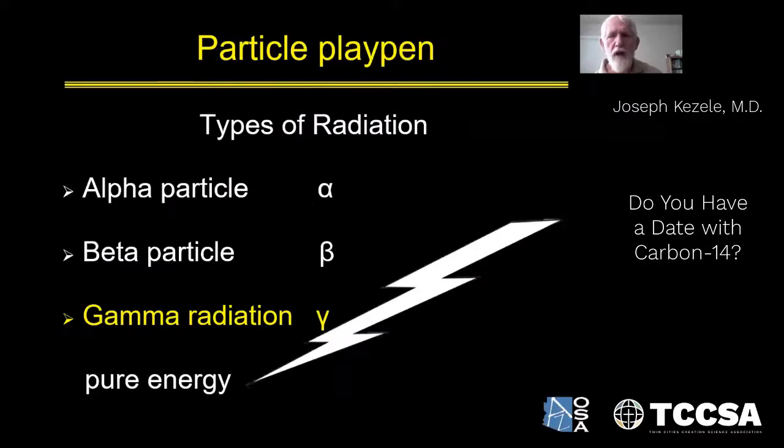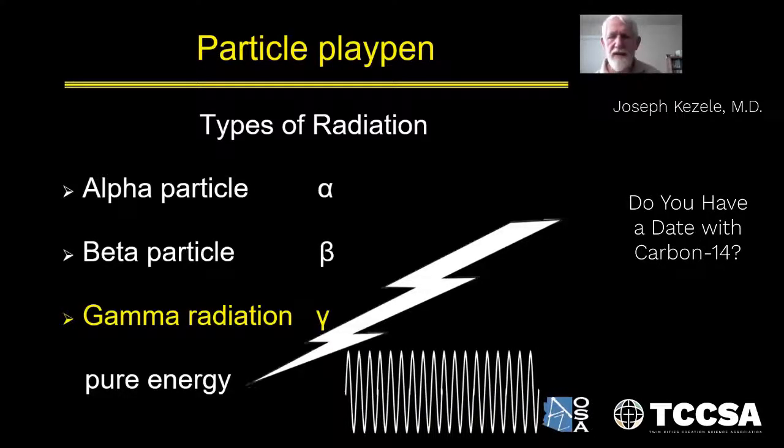The third type of radiation is purely energy. Gamma radiation, and this is the type that kills. This is what's so dangerous when Chernobyl occurs, or the Fukushima plant in Japan, or getting too much radiation in a medical setting, such as the X-ray suite. So I'm representing this with this very, very short wave, high energy, a representation of an energy wave, pure wave. And that is what gamma rays consist of.